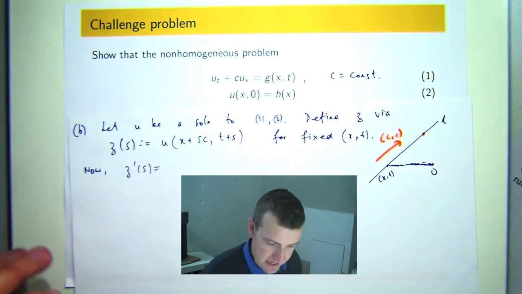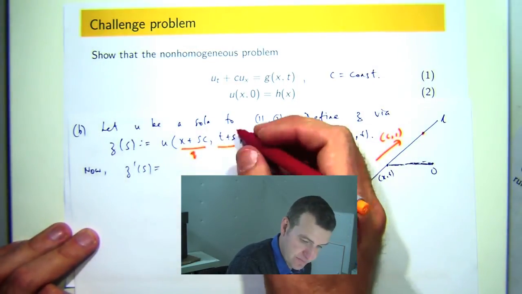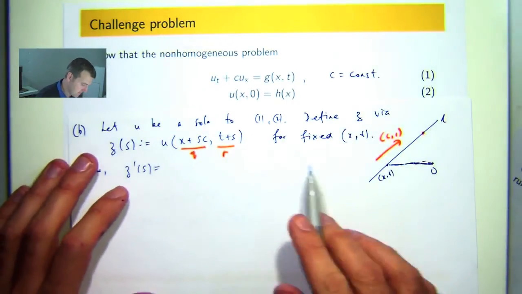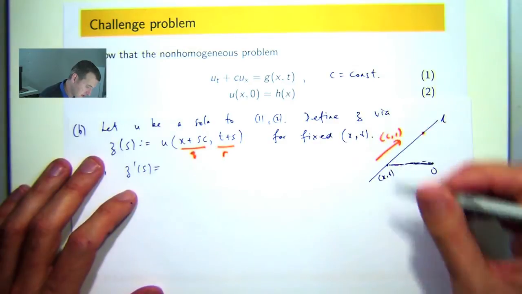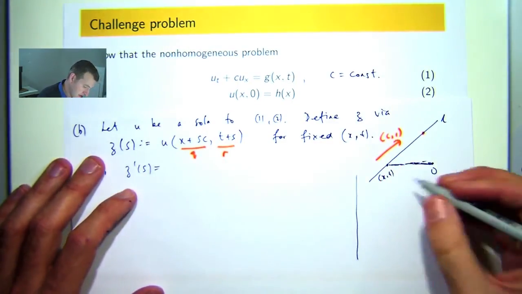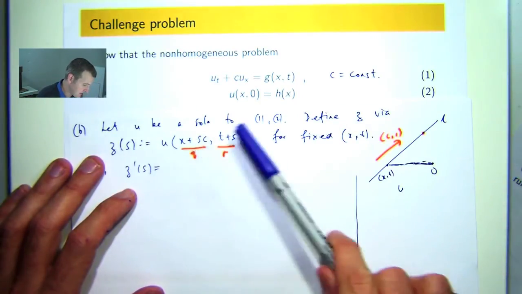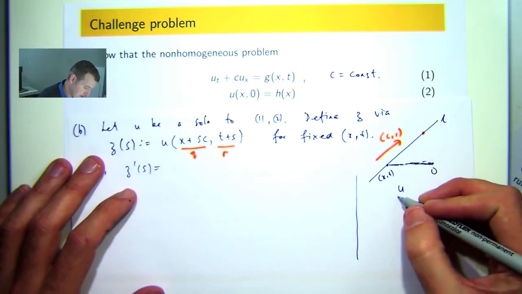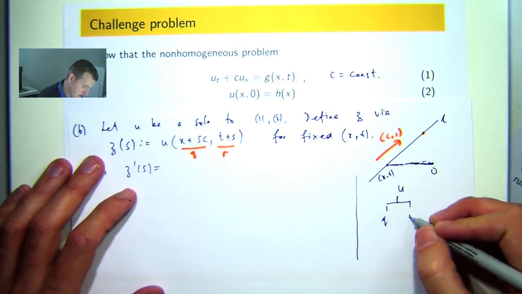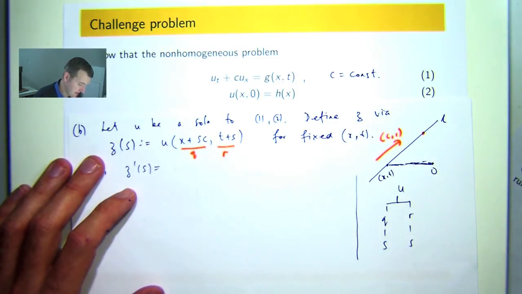Now, for this, you may be able to do it straight away, but let's look at the chain rule. Okay, so for the chain rule, sometimes I like to draw little diagrams. So if we let q be x plus cs and r be t plus s, where x and t are fixed, then u is a function of q and r, and q is a function of s and r is a function of s.